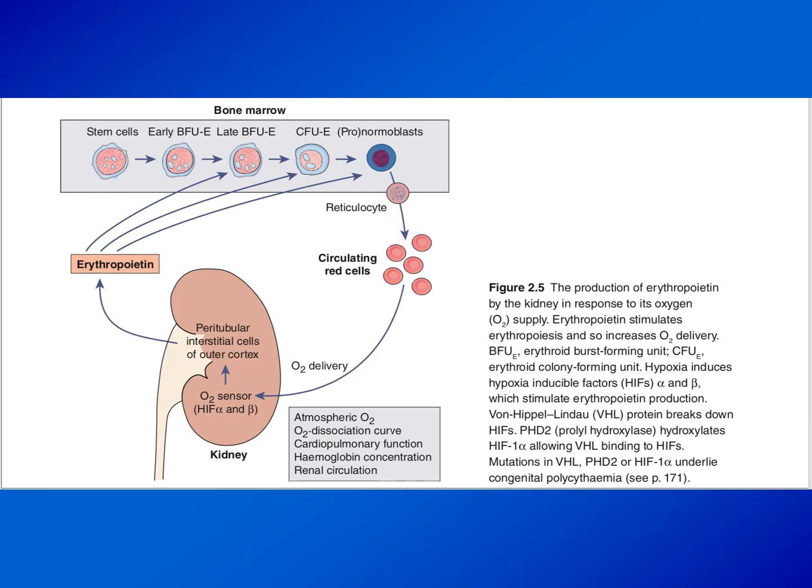The production of erythropoietin is under the influence of the factors that affect the oxygen tension in the kidney, and these are atmospheric oxygen tension, oxygen hemoglobin dissociation curve, cardiopulmonary function, hemoglobin concentration, and renal circulation.